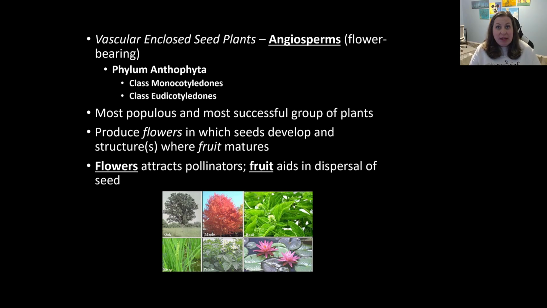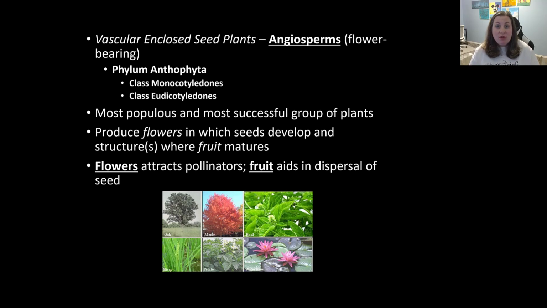The last group, that's the more advanced group of all the plants, are the vascular plants who make seeds that are enclosed in special structures, not cones. Okay, cones are still a special structure, but these are even more advanced. These are known as the angiosperms. The angiosperms also are the flower-bearing plants. Okay, so they are going to produce flowers.